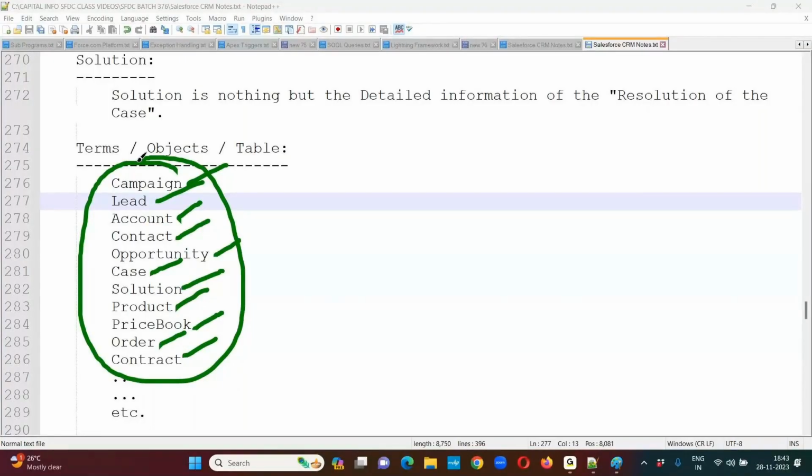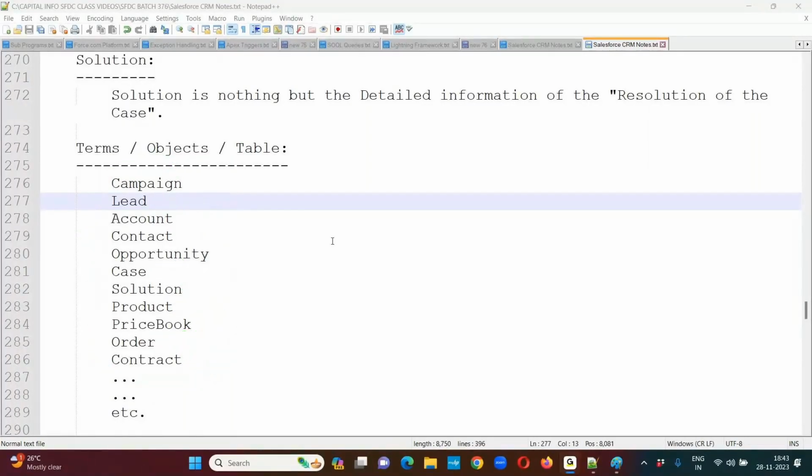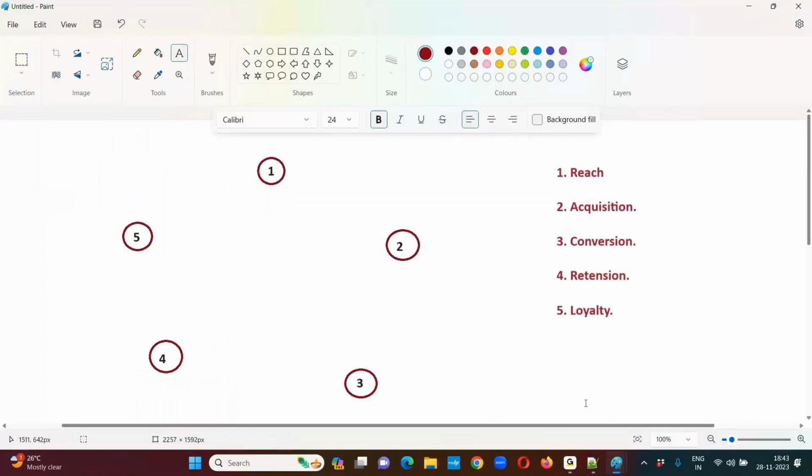What exactly is the lead conversion mechanism? Clear up to this one? Yes, sir. Now this is the process we have discussed. Now let's come back to our CRM life cycle.